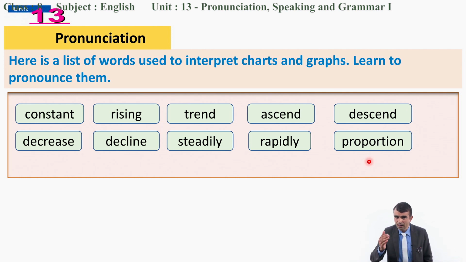P-R-O-P-O-R-T-I-O-N. How do you pronounce? Good. Now listen to it and compare your pronunciation with this one. Proportion. What is it? How do you pronounce? Proportion. Is it? Once again, listen to it. Proportion. Try it yourself. Okay, again.